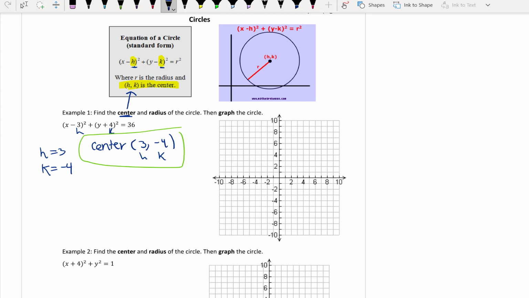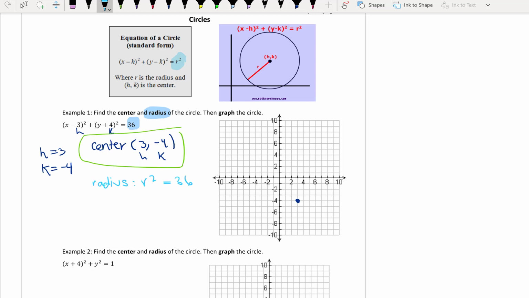So I'm going to go ahead and draw that center on my graph. So 3, -4, that is my center. Now let's look at the radius. So now it specifically tells us to look at the radius. So the radius is here. So it looks like my r squared is a 36.